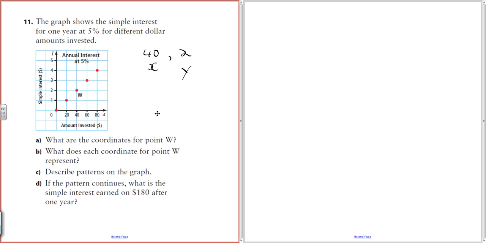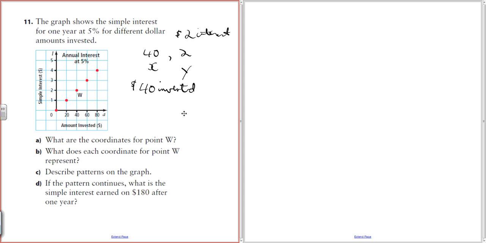What does each coordinate for point W represent? Well, this 40 for point W represents dollars. So if we can write it down, it represents $40 invested. That's what it's representing on that particular point there. And on this side, it's representing 2, and that 2 is representing $2. And we know that it's $2 because we have the little dollar sign here, and that's the interest. Okay, I know my handwriting's awful.